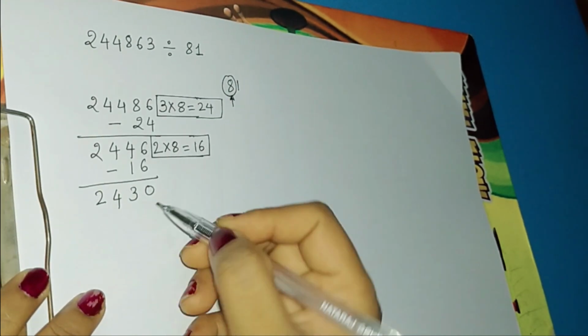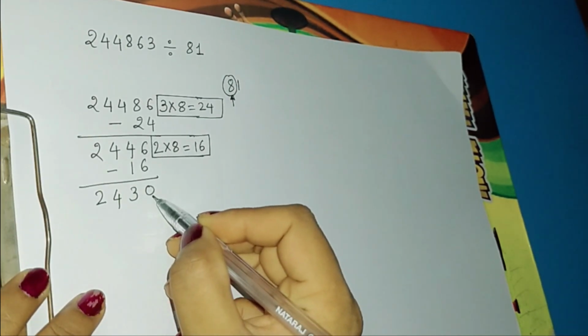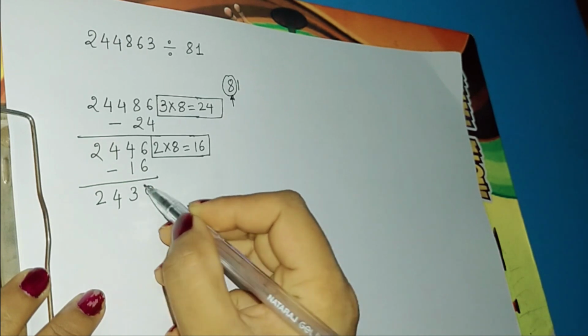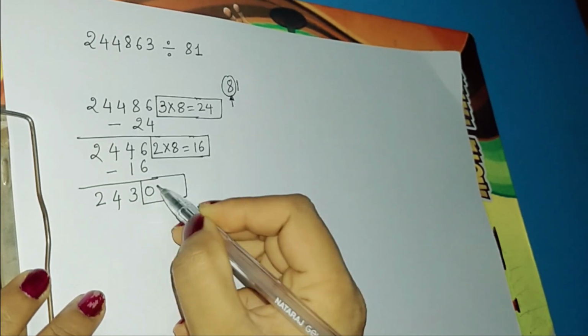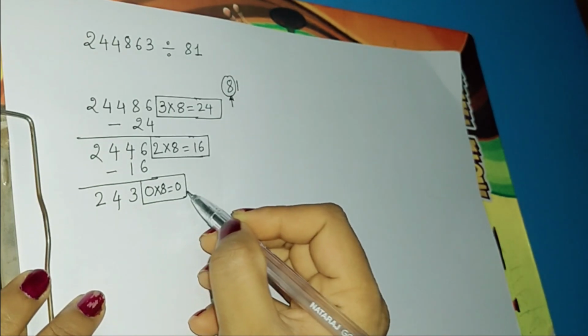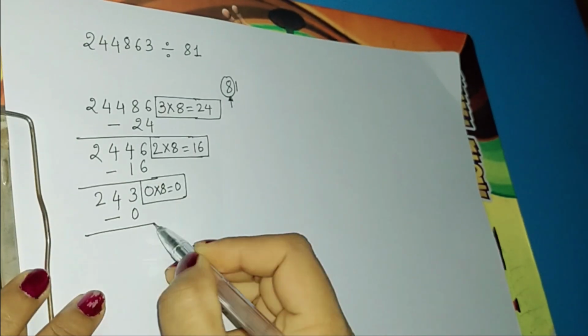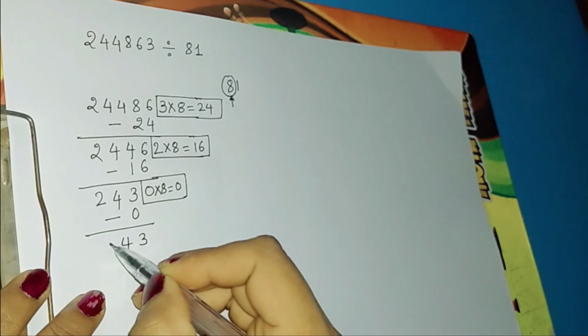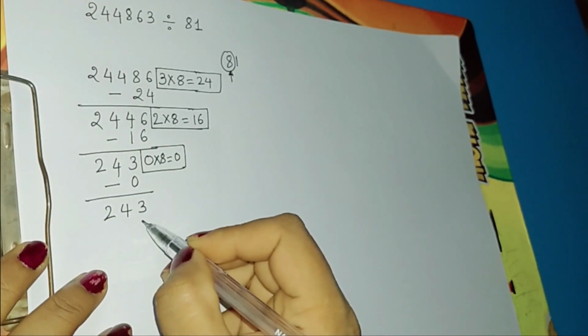Again we got a number and the last digit of this number is 0. We need to multiply this 0 by 8. So 0 times 8 is 0. We need to subtract this 0 from the remaining digits. So here it is 3, it is 4, it is 2. Again we got a number.